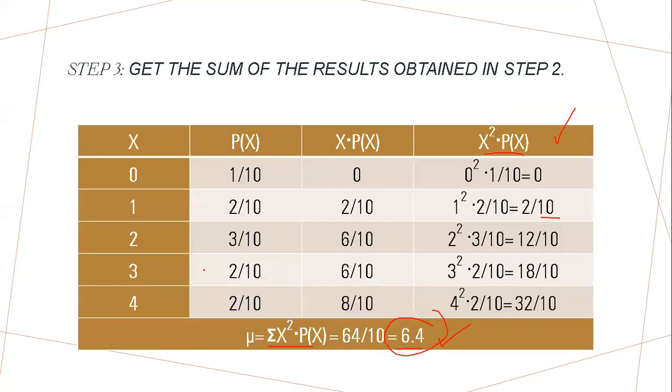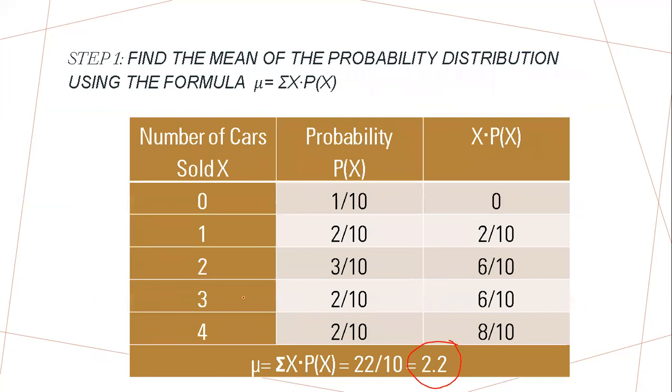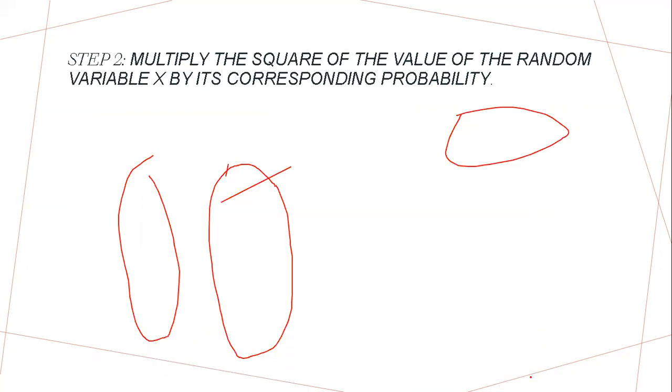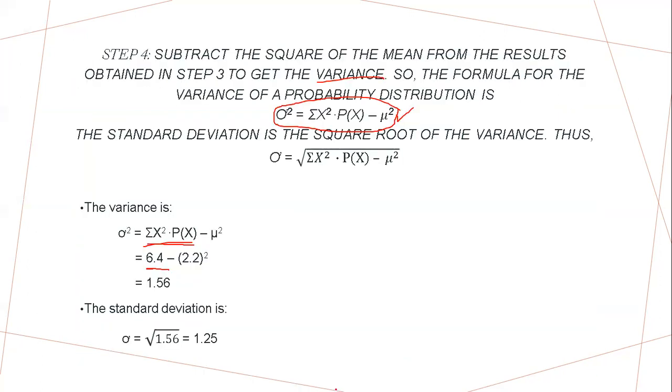So, ano ba yung mean natin? Kung babalikan natin yung step 1. Ayan, step 1 natin. Ayan, ito yung mean: 2.2. Okay? Anong mean natin? Ulitin natin, 2.2. Huwag niyo kalimutan yan. So, mapapakinabangan natin step 1, step 2, and step 3. Okay. So, kunin natin yung mean.